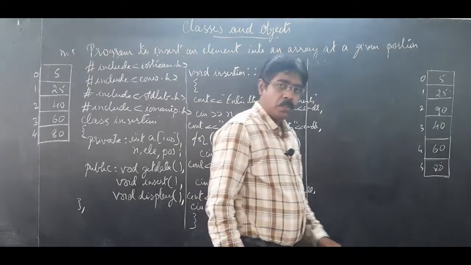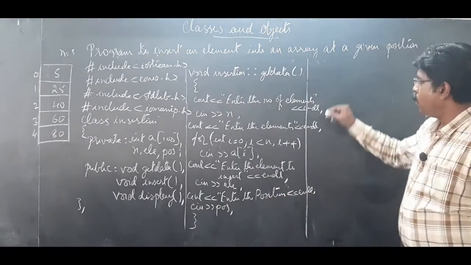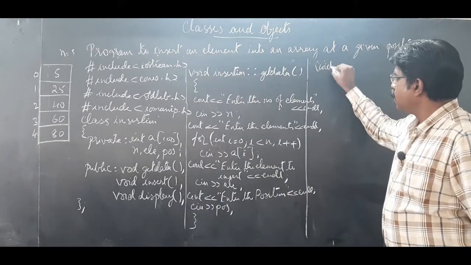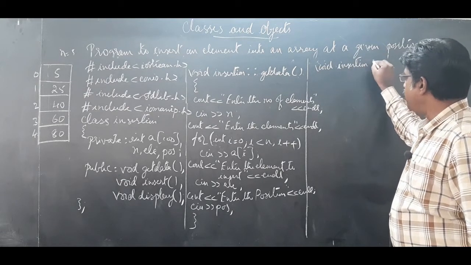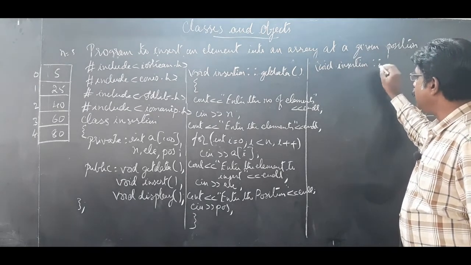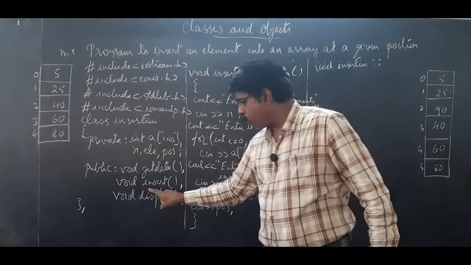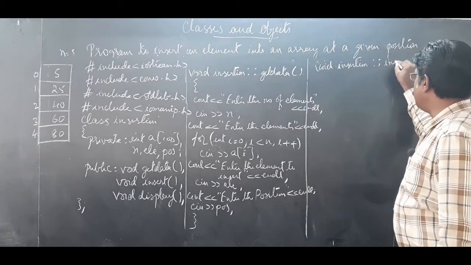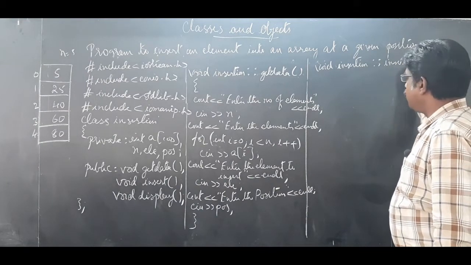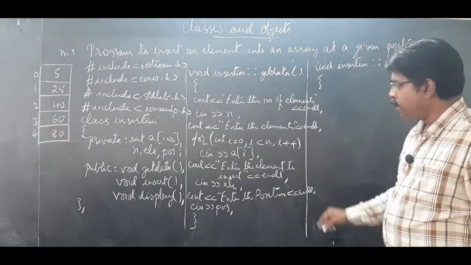Next, we move on to the logic part. Void, class name is insertion, scope resolution operator. Then the member function we use for the logic part is insert. So I say insert. Then I open a flower bracket.